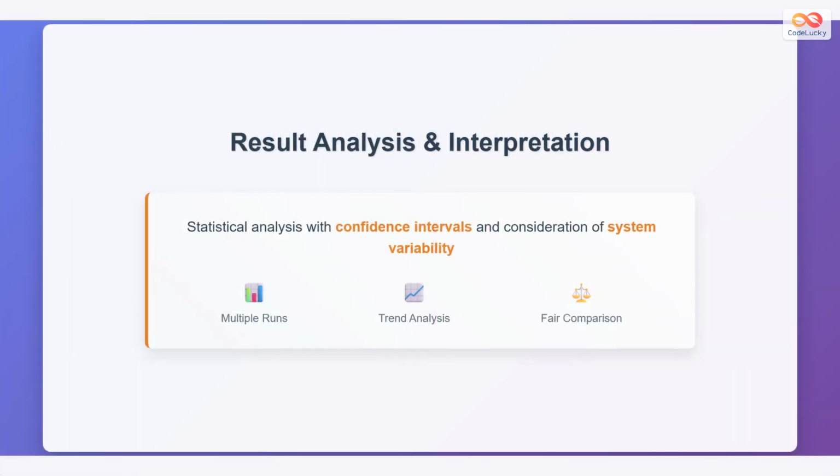Let's explore result analysis and interpretation in database benchmarking. It involves statistical analysis with confidence intervals and consideration of system variability. We need to consider multiple runs to ensure consistency, trend analysis to understand performance over time, and fair comparison to make objective assessments.